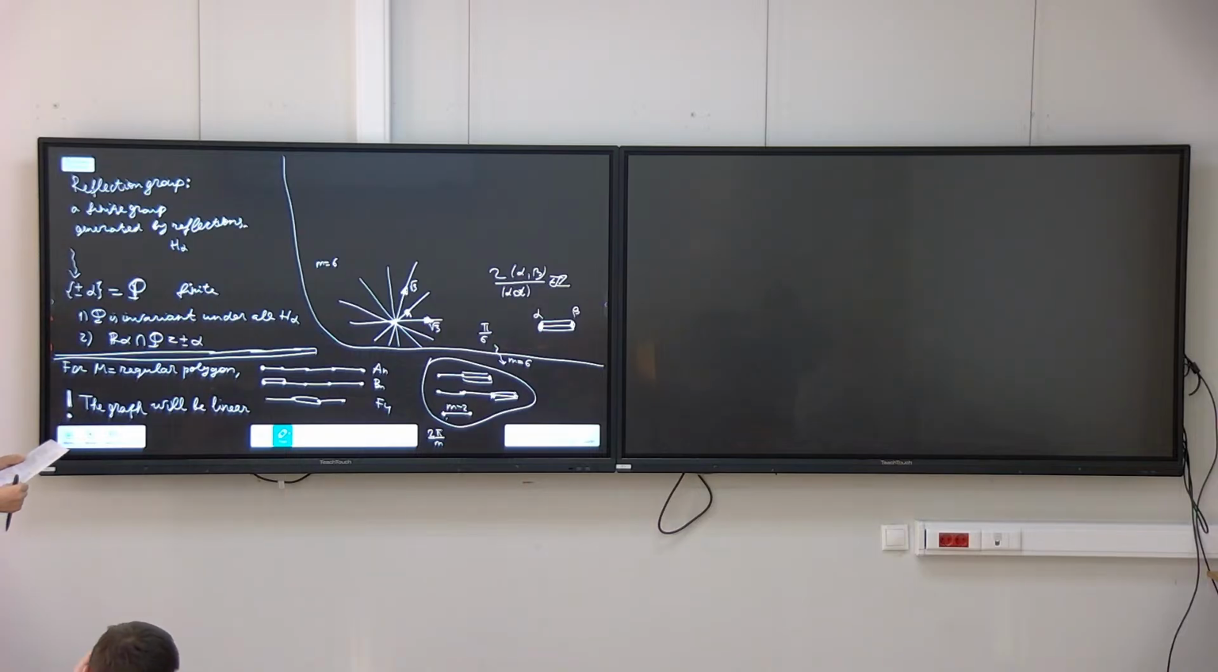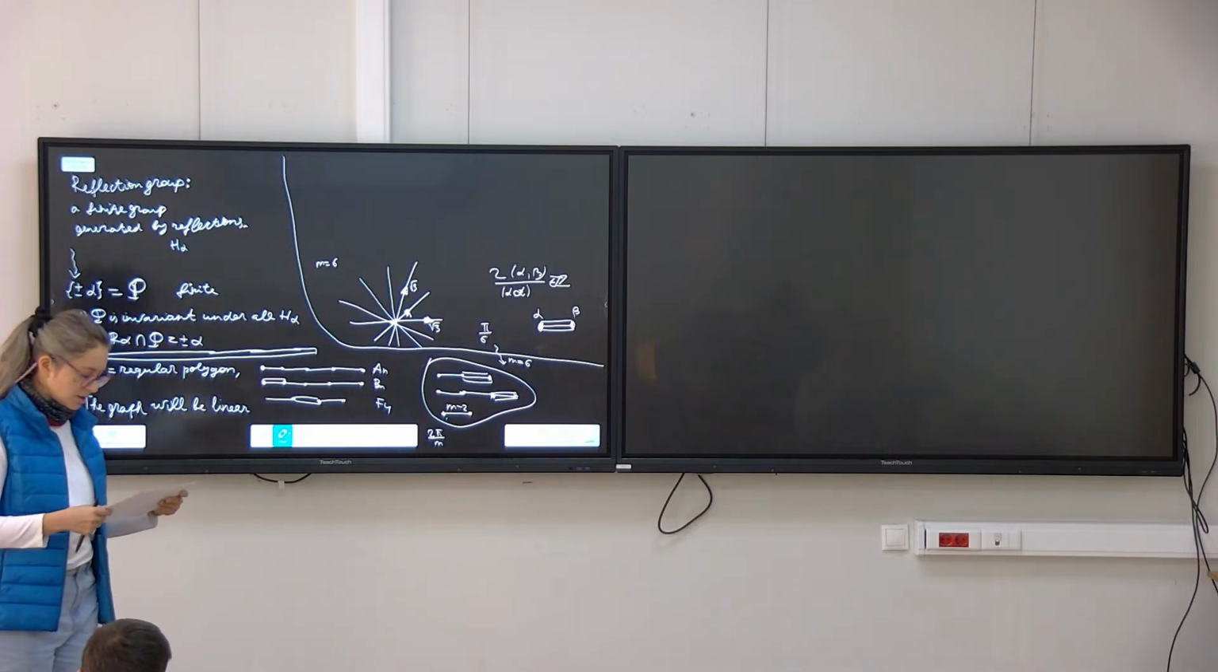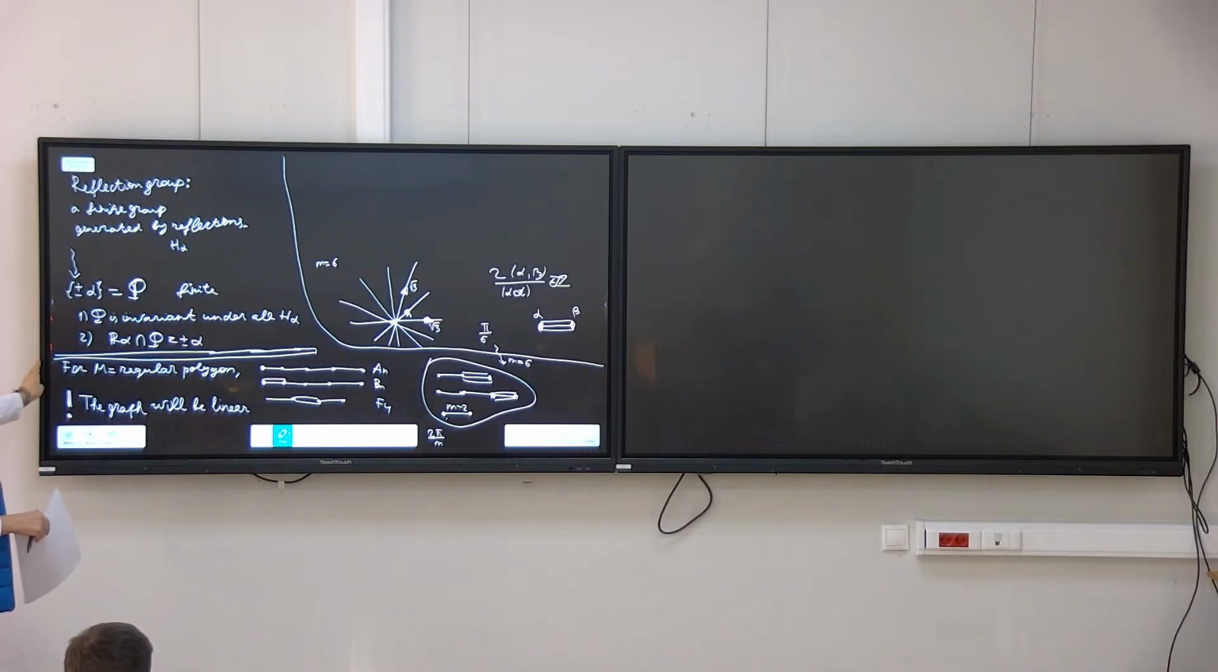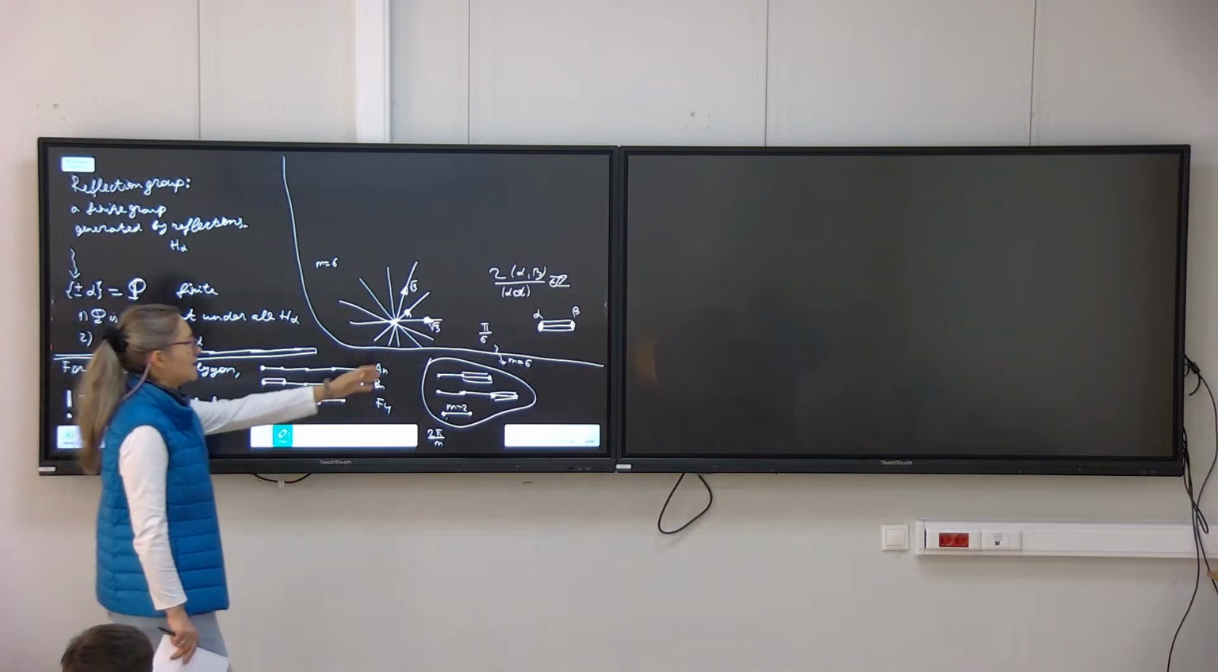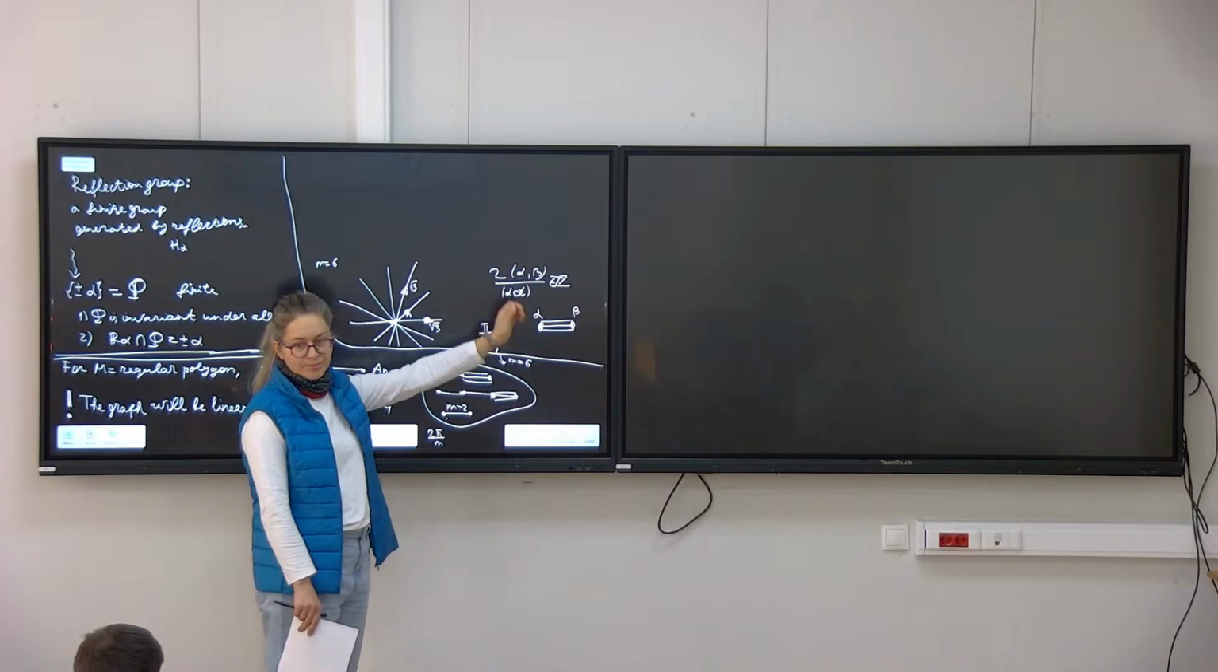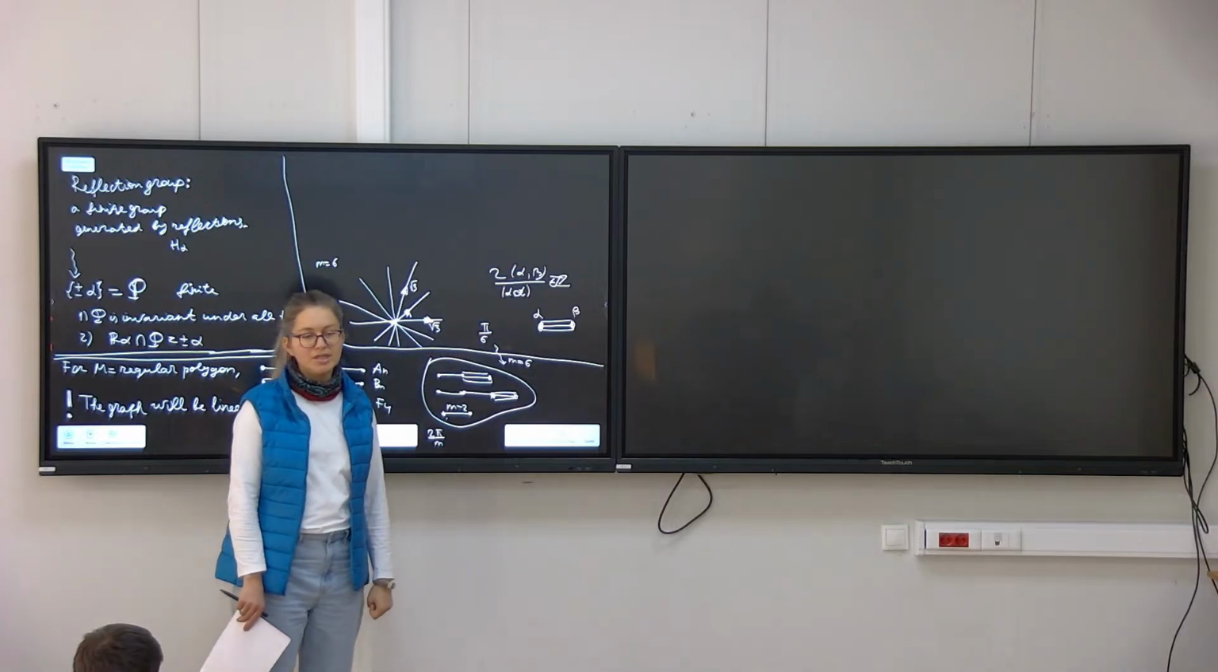I wanted to draw 5 for the next time, but maybe I will not do this. I just say that we will reconstruct all the stuff about root systems next time without this axiom. And I stop for today.